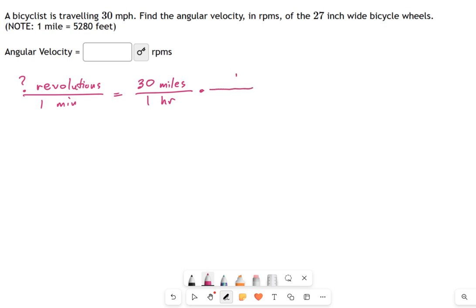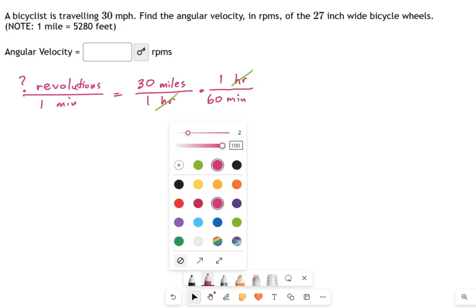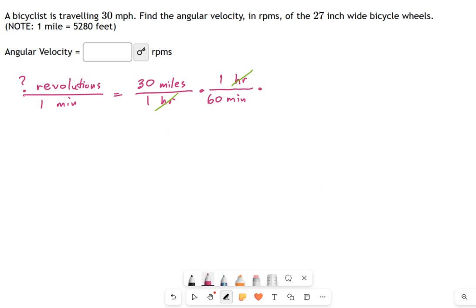The first thing I notice about miles per hour is it's in hours. So let's get rid of hours by putting that on the top of the fraction with what I want on the bottom, minutes. There's 1 hour, and that goes with 60 minutes. So the hours are going to cancel out, and I've got 30 miles in 60 minutes, or half a mile per minute. That's great, but I need revolutions per minute, not miles per minute. So there's more work ahead of us.